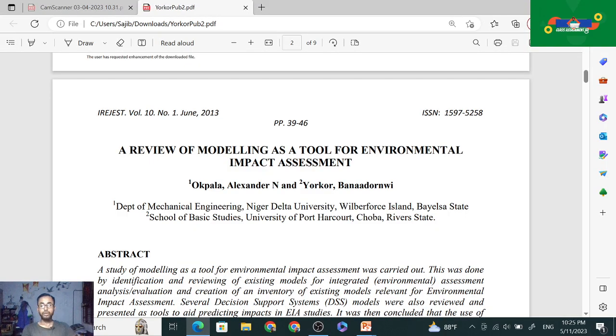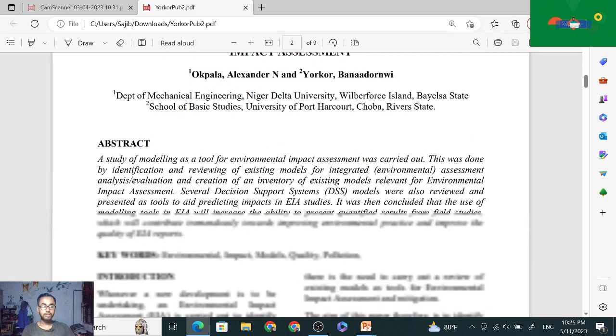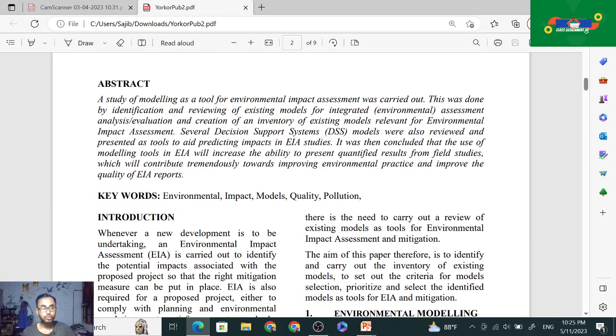আচ্ছা, এই রিভিউ অফ দ্য মডেলিং অ্যাজ এ টুল ফর এনভায়রনমেন্টাল ইম্প্যাক্ট অ্যাসেসমেন্ট। ফার্স্ট অফ অল হচ্ছে এখানে অ্যাবস্ট্রাক্টের মধ্যে যেটা বলা হচ্ছে, study of the modeling as a tool for environmental impact assessment as carried out, and this is done by identification and review of existing models for integrated assessment, analysis, evaluation and creation of an inventory of existing models relevant for environmental impact assessment.